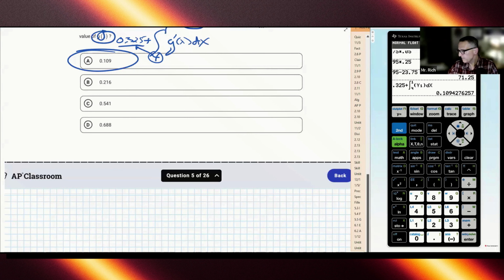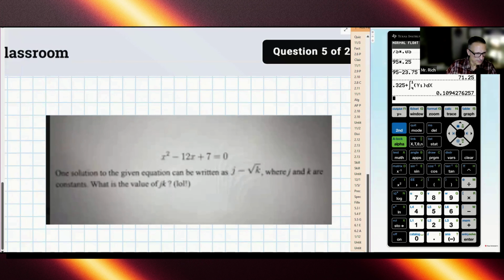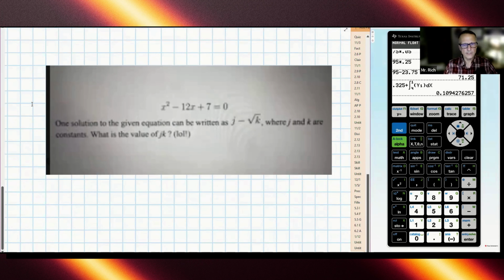Joe, I'm not sure I can even read that. Let me try to copy it over. Okay. All right. This is what the SAT question says: x squared minus 12x plus 7 is 0. One solution to the given equation can be written as j minus the square root of k, where j and k are constants. What's the value of jk?